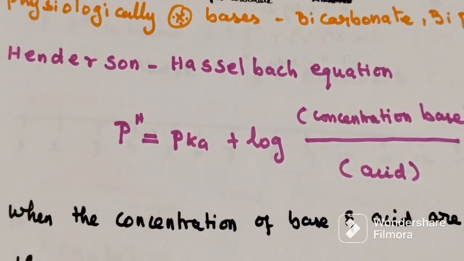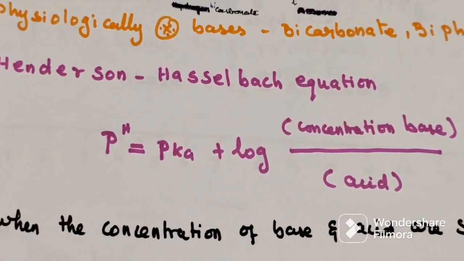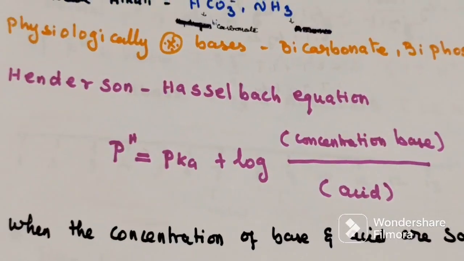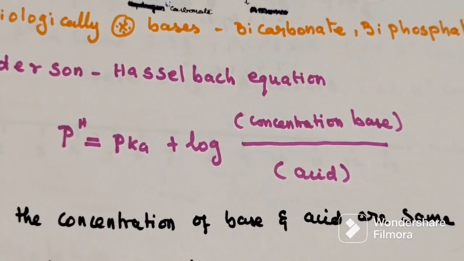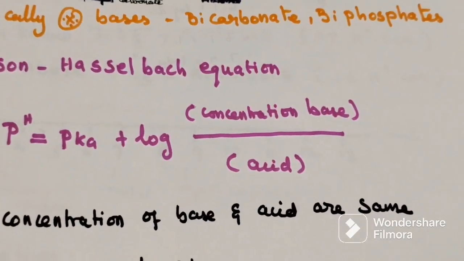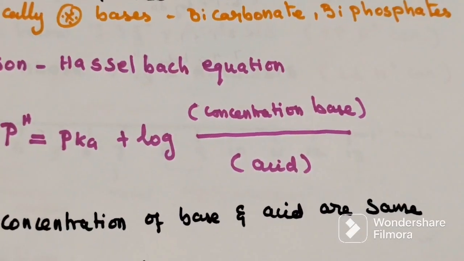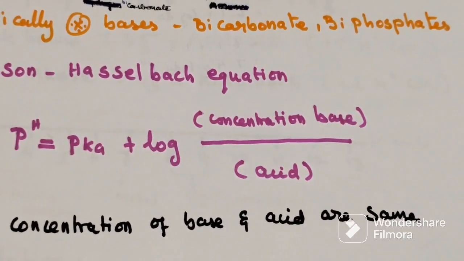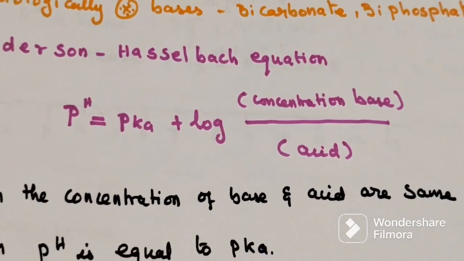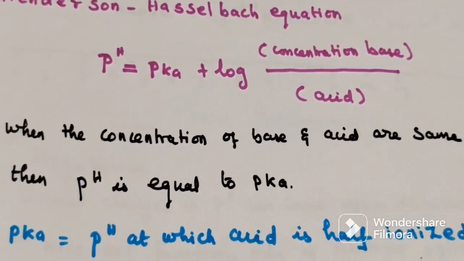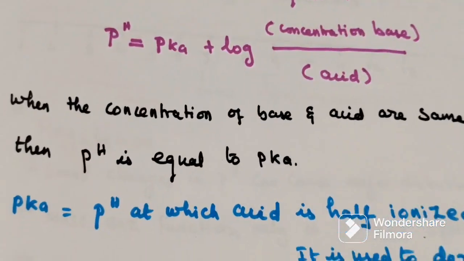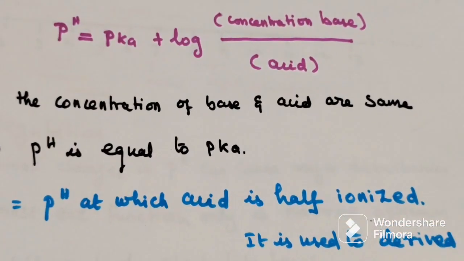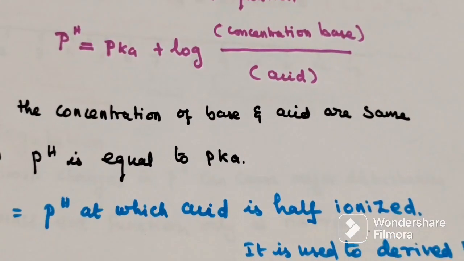Next, the Henderson-Hasselbalch equation. This equation was framed by two scientists, so that's why it has that name. pH is equal to pKa plus log of concentration of base divided by concentration of acid. This provides the relationship between pH, pKa, and the concentration of base and acid. When the concentration of base and acid are the same, pH is equal to pKa. pKa is the pH at which an acid is half ionized.